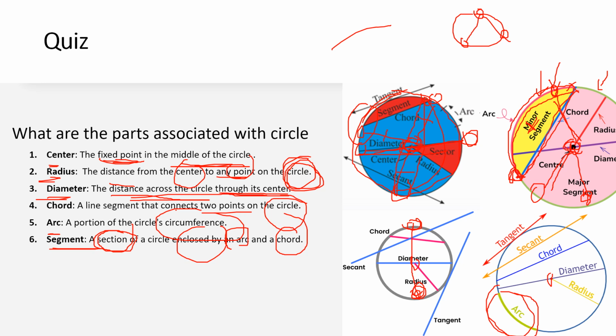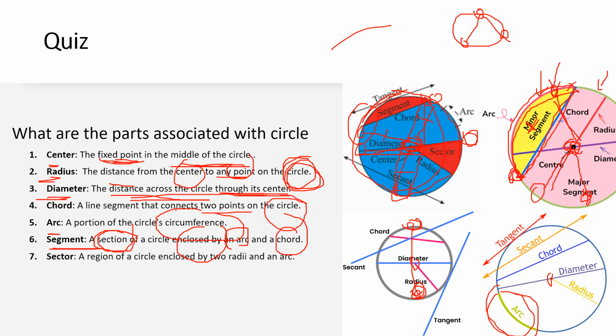A section of a circle enclosed by an arc and a chord. This is the definition of a segment. And again, we have a major segment and a minor segment. If the area or portion of this segment is smaller compared to the rest of the segments, I call it the minor segment. If this portion is bigger than the other segment, I call it the major segment.